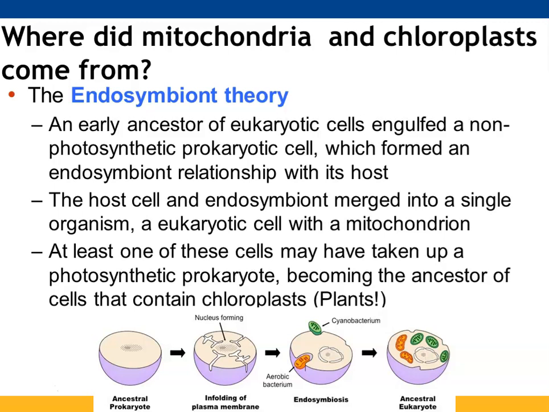It's also thought for the chloroplast to have developed that one of these early ancestors engulfed a photosynthetic prokaryote, and that was basically thought to be the start of plant cells. Okay, so a prokaryote was engulfed, one that was non-photosynthetic, the other one that was photosynthetic, and as they replicated, we now had eukaryotic cells that either contain chloroplast and mitochondrion or just mitochondrion.